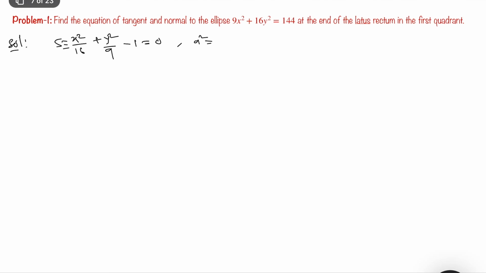Here, as you can see, a square equal to 16, b square equal to 9. Here we have the a greater than b case.